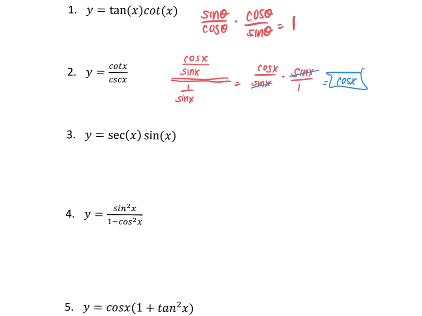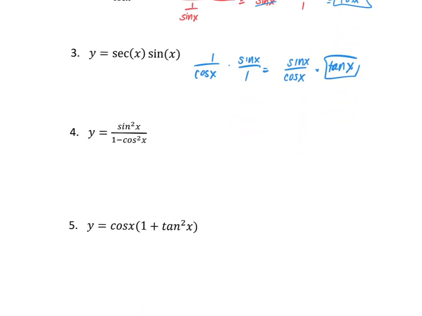Next, secant times sine x. Here I'm also going to rewrite in terms of sine and cosine. So this first one, secant, can be written as 1 over cosine times sine over 1. And I know that sine x divided by cosine x we could write as tangent x, and that is our fully simplified answer.